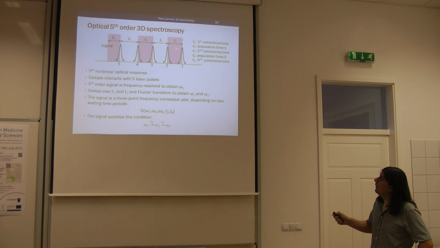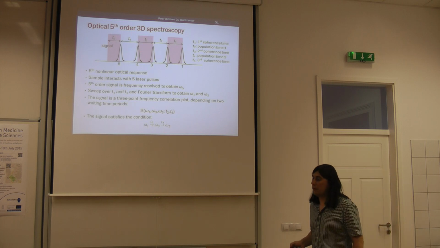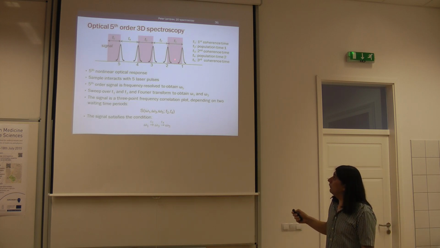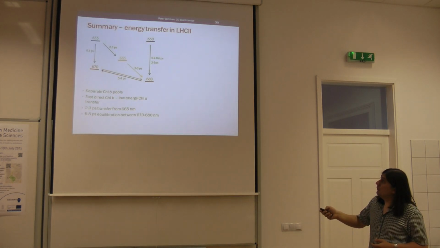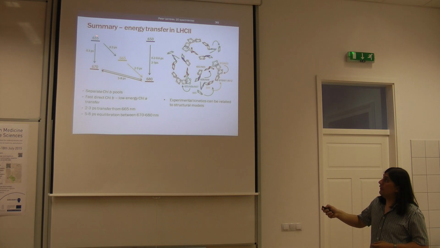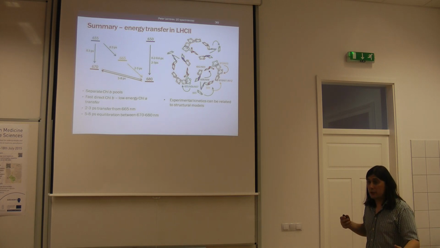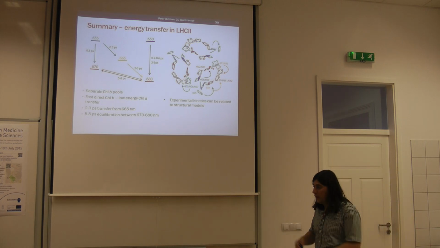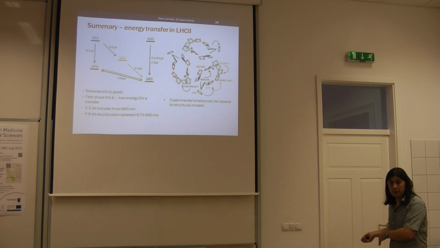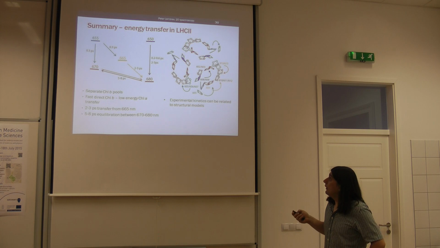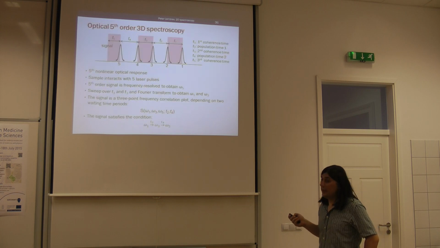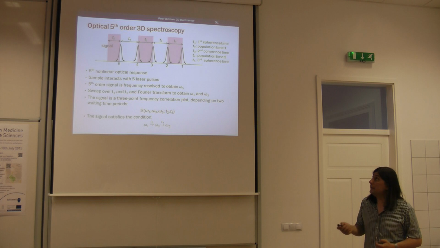So we also have 2 population times where we allow the system to evolve. So why do we do that? Because, as I showed you, and it's very clear, energy transfer is not from donor to acceptor, it's from donor to somebody else until it reaches the final state. So it's a multi-step. And it's still, even with 2D, quite difficult to follow all these steps.